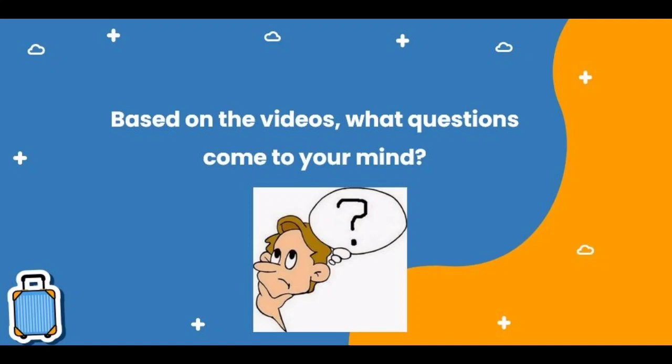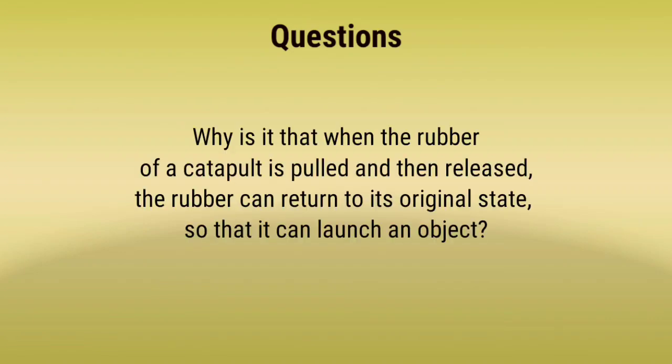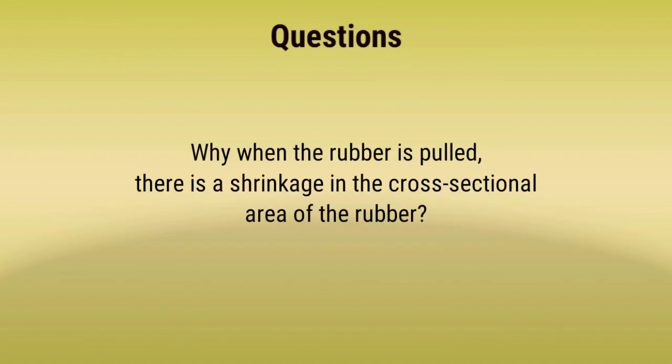So, let's write down the question first. The question from Badrul is, why is it that when the rubber of a catapult is pulled and then released, the rubber can return to its original state so that it can launch an object? And the second question, why when the rubber is pulled, is there a shrinkage in the cross-sectional area of the rubber?